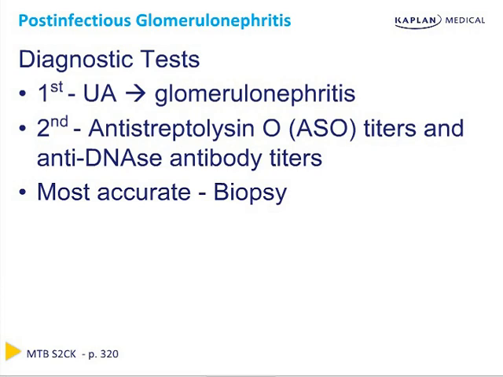Another lab test that can be helpful but is not diagnostic is to look at serum complement levels. Serum complement levels can be low in post-infectious glomerular nephritis, but they're also low in any immune complex mediated disease, such as lupus nephritis that we'll talk about later.